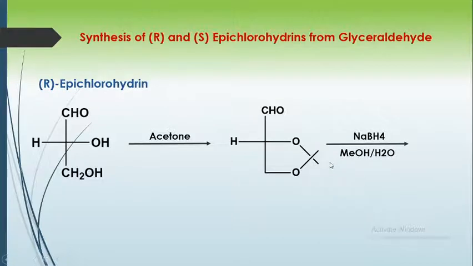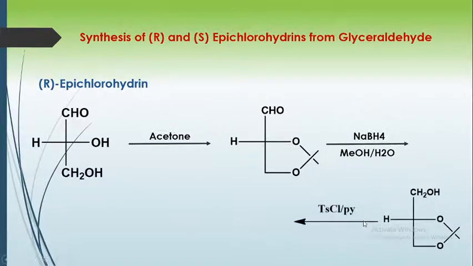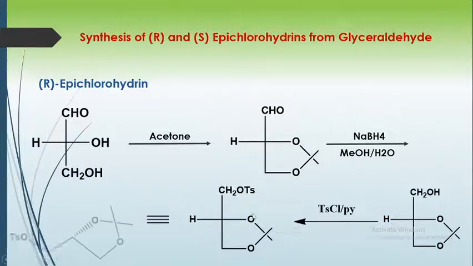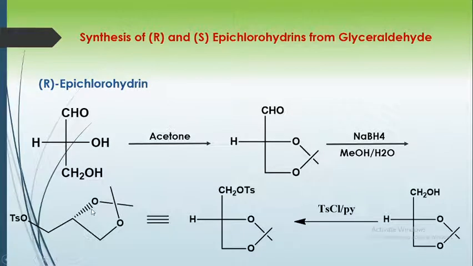After the protection, we react this molecule with NaBH4. It reduces this aldehyde into this alcohol, and after this alcohol reacts with tosyl chloride, the OH is replaced with this OTs. It can be written like this.